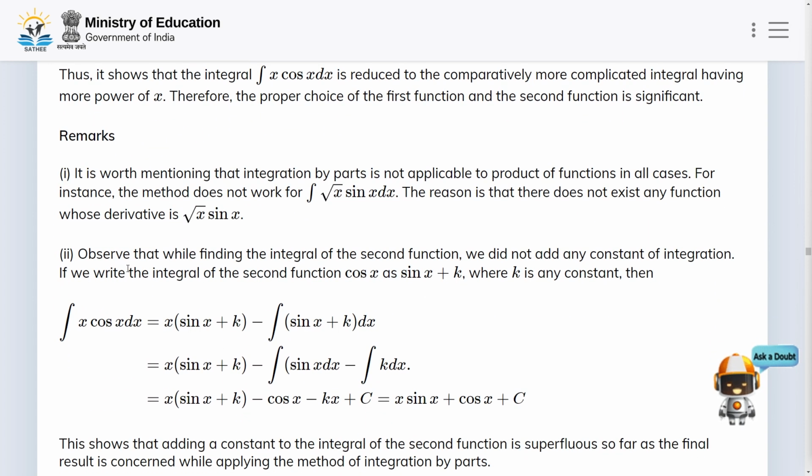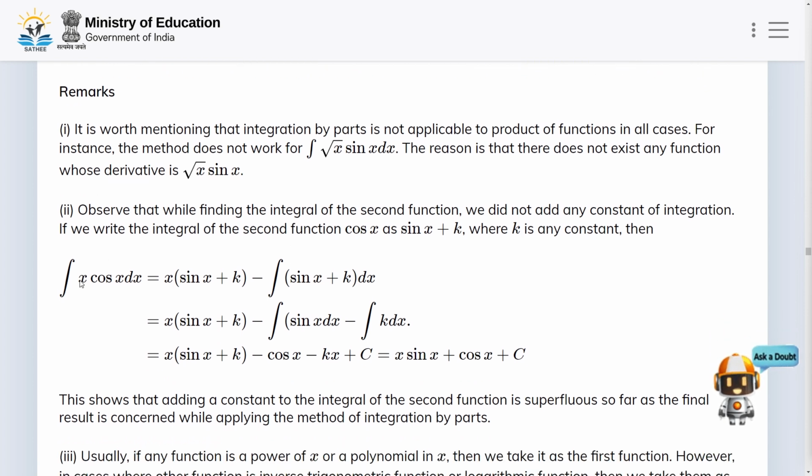Now observe that while finding the integral of the second function, we did not add any constant of integration. If we write the integration of the second function cos x as sin x plus k, where k is any constant, then what will happen? Let's see. First function times the integral of second, which is sin x plus k, minus the integral of the derivative of the first function, which is just 1, times the integral of the second, which is sin x plus k.